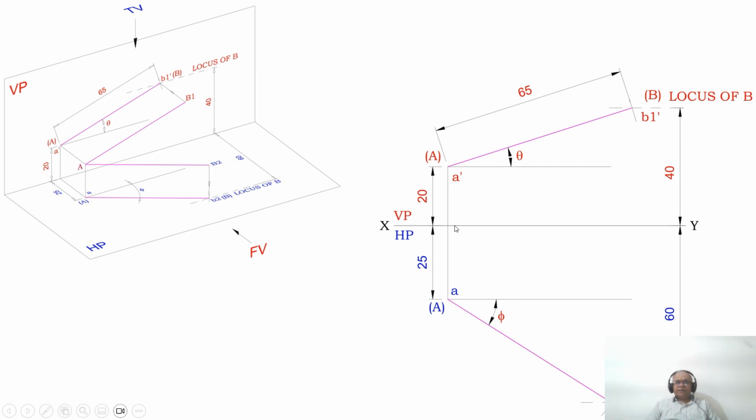Then from the XY line you measure 20 mm and draw a horizontal line. Similarly, from the XY line you measure 25 mm in front of VP. In front of VP is seen in HP.